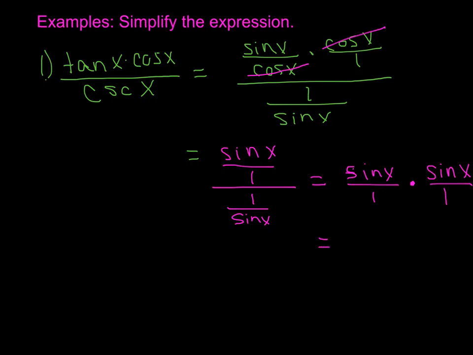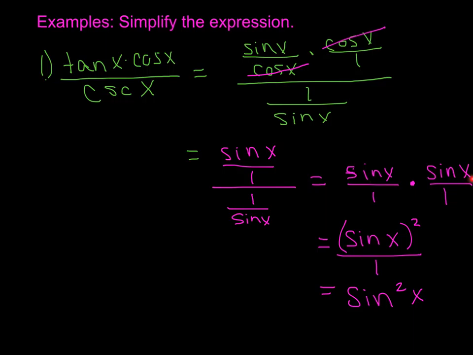So now I need to multiply across. Whenever you have fractions, you have to multiply across. So sine x times sine x is sine x squared divided by 1. So I just end up with sine squared x. Sine squared x is the shorthand for sine x squared, that quantity squared. It can be rewritten as sine squared x. These two things are the same.